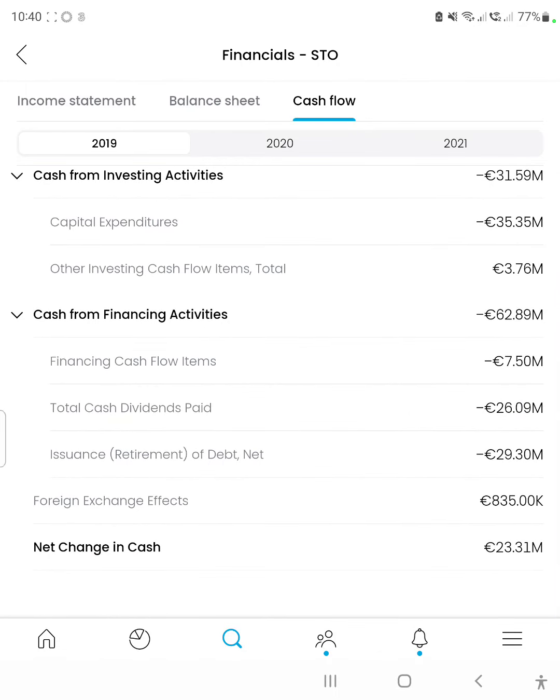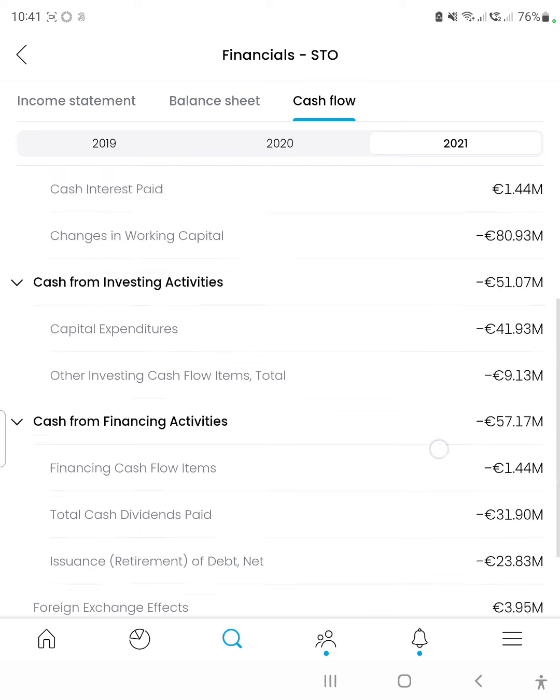So cash flow from financing activities, so what the company's brought in, as well as how it's managed its debt and whether or not it's paid a dividend. Financing cash flow items garnered 7.5 million euros. Dividends paid out was 26 million euros. Issuance of debt, so it managed to clear off 29 million euros of debt, which is really good for the company. Net change in cash for 2019 was 23 million euros, and let's check the 2021 financial year. Net change in cash was 7.09 million euros.